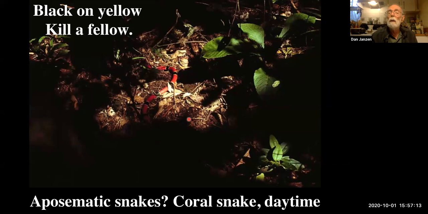This is one in front of our house on a forest floor. Sunlight coming through, you can see how bright that is. Now there's an expression in our world, and I'm sure there's one in other cultures as well, that tells you which are coral snakes and which are the mimics. The one that goes for English in the United States is black on yellow, kill a fellow. See that it's black here with yellow on both sides. So you want to try to remember this for a moment until we get to another slide. Black on yellow, kill a fellow.